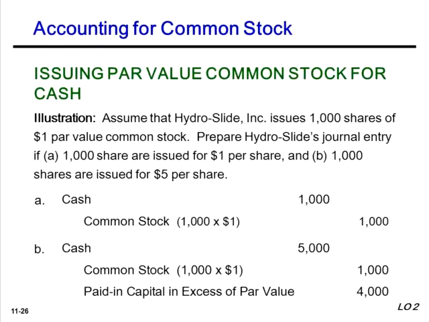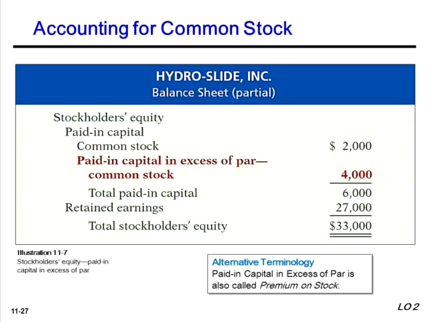However, in the next illustration, par value is still $1, but now the price is $5 per share. So if we take the $5 and subtract the par of $1, we have additional paid-in capital per share of $4. So this time we're going to take the $5 and multiply by 1,000 shares. So we're going to debit cash for $5,000. We're going to credit common stock for $1,000. So we're taking the 1,000 shares and multiplying by $1 per share. And the excess of the issuance price over par will be credited to paid-in capital in excess of par.